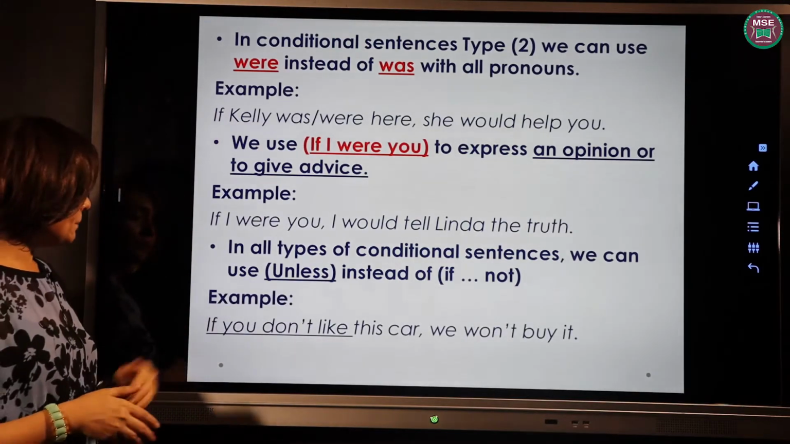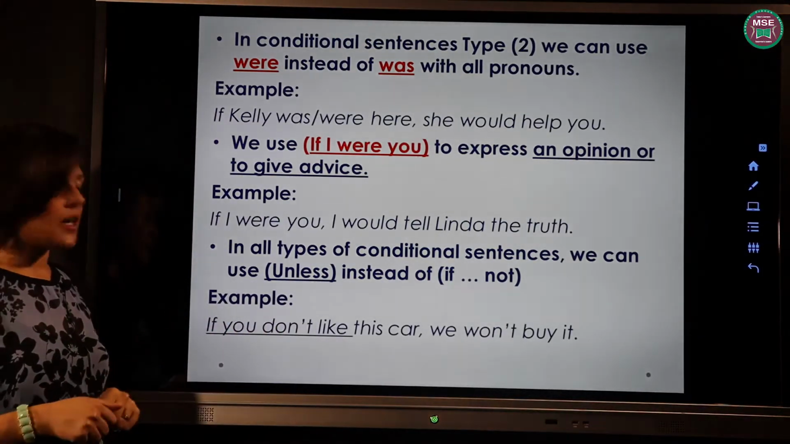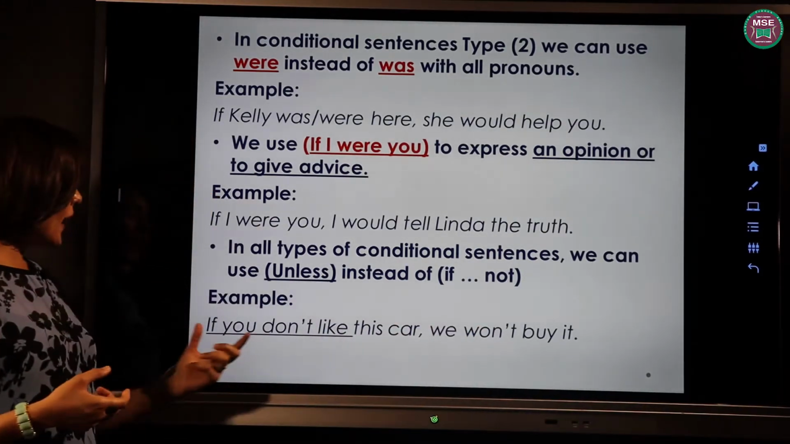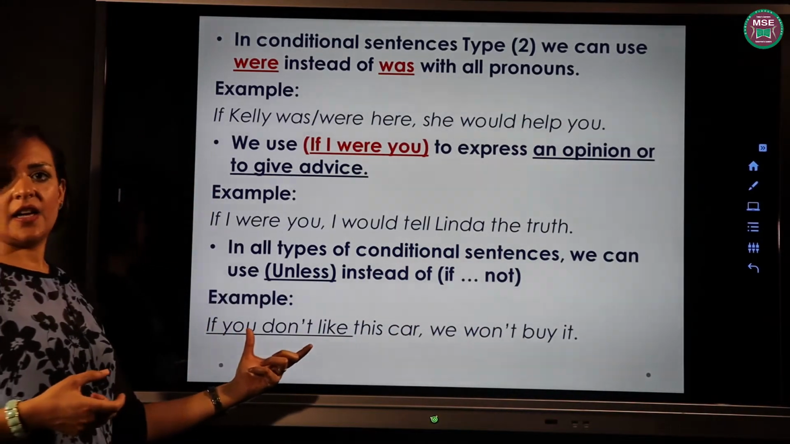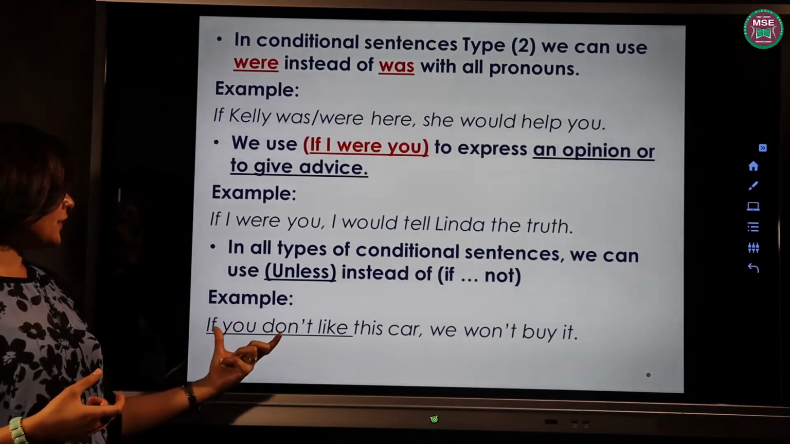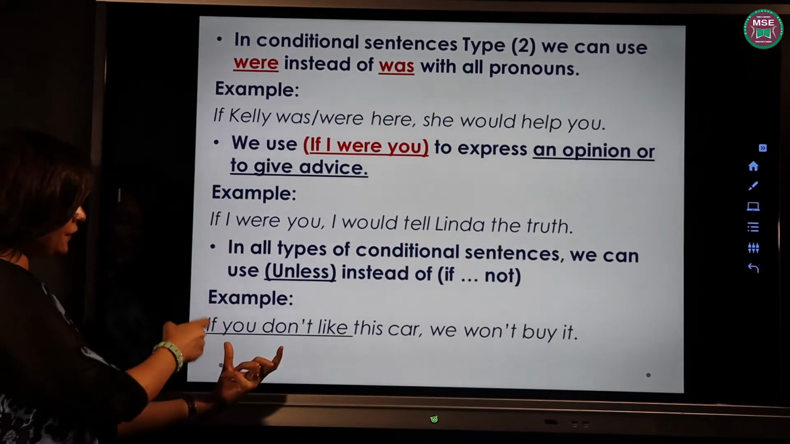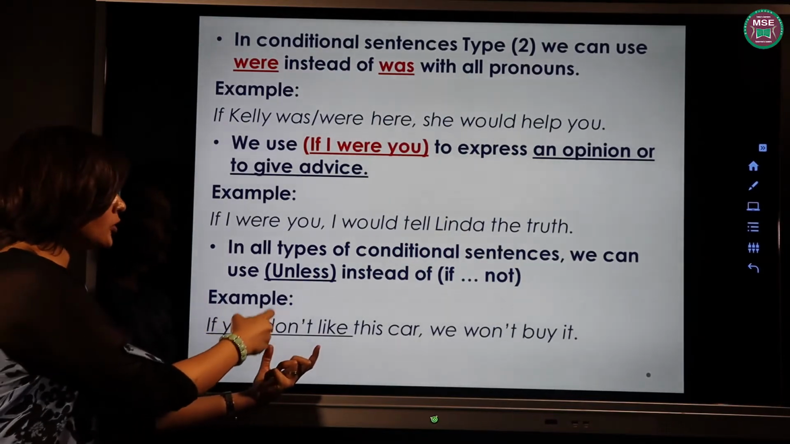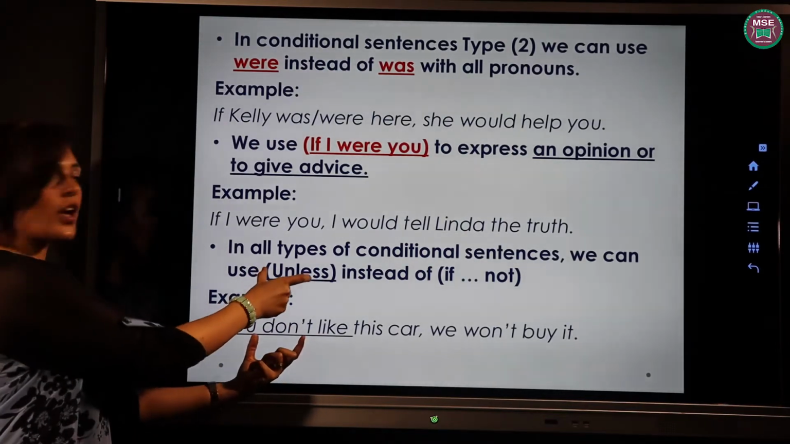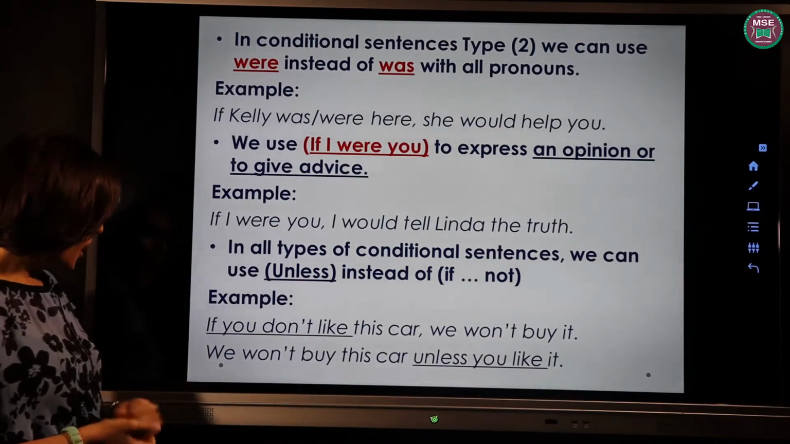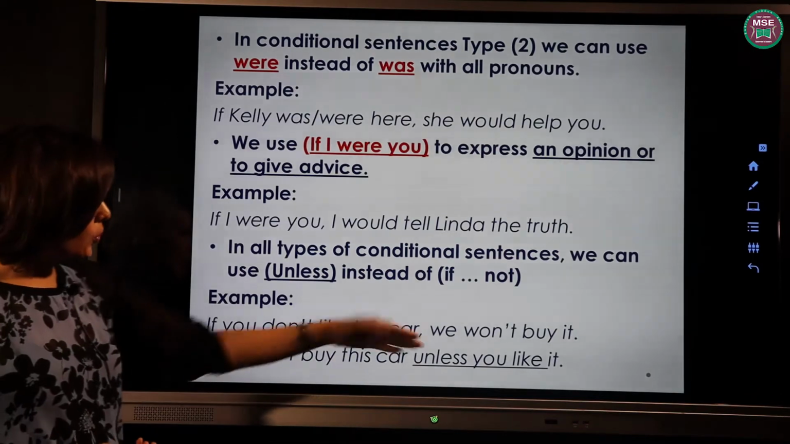For example, if you don't like this car, we won't buy it. Here we have "if you don't like". There is a negative in the if part, so I can omit if and also remove don't, and I can put unless instead of both words like this. Here I started with the result.